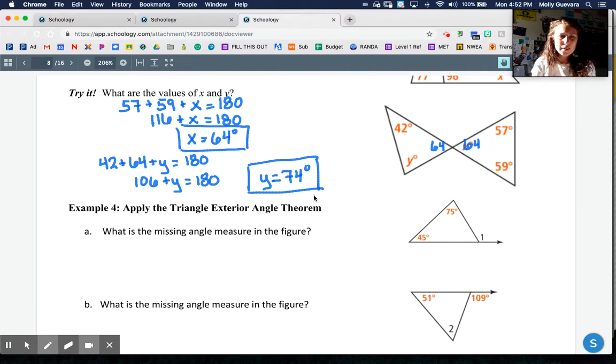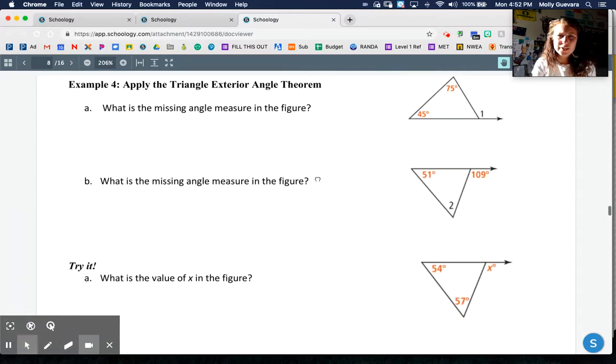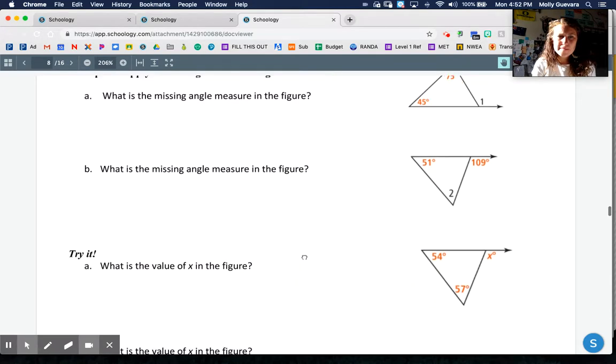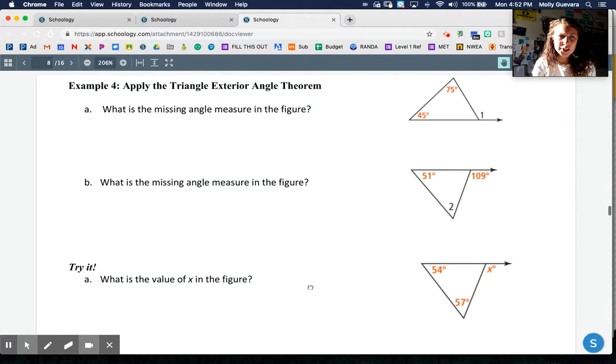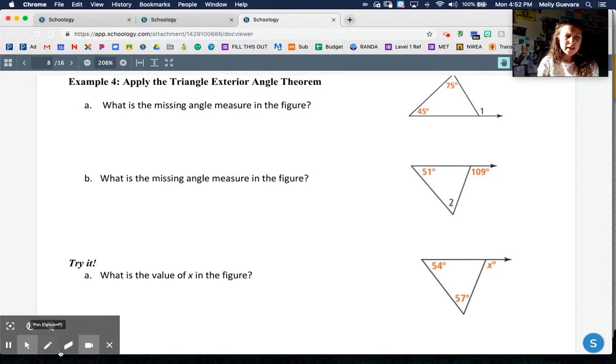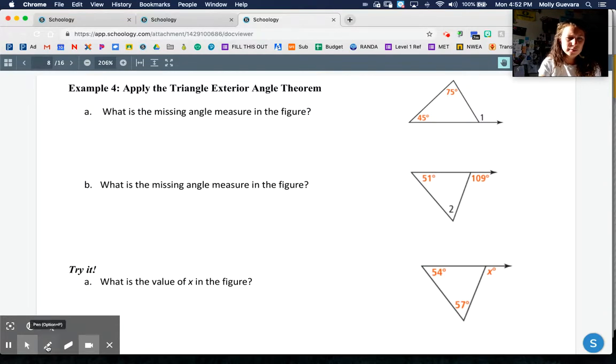So let's look at example 4 now, which is all about the triangle exterior angle theorem. So it looks like we're going to do 2 together, and then you're going to have a try it on your own. Okay, so let's start with part A here, which says, what is the missing angle measure in the figure? So this is what I'm interested in right here.